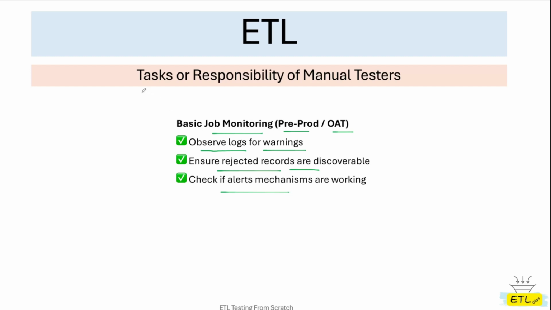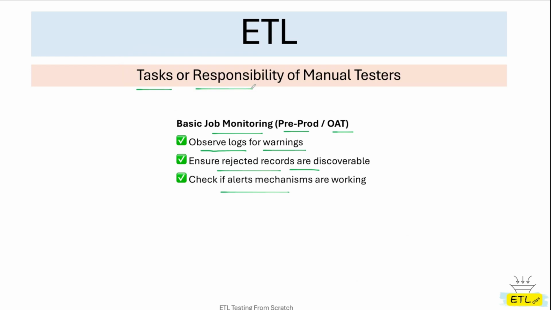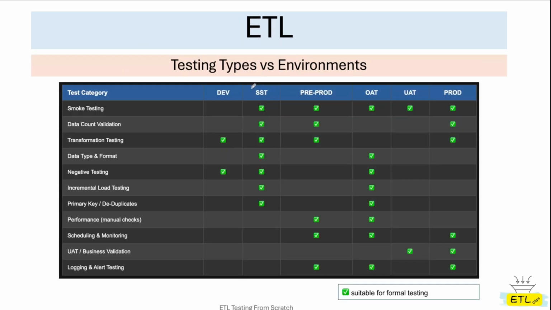So that covers pretty much everything, the tasks and responsibilities of a manual tester. Here we covered some aspects, and in this page we covered some aspects. Now let's look at testing types versus environments. Which environment covers what kind of tests? So we have dev, SST, pre-prod, OAT, UAT, and production, which is live.